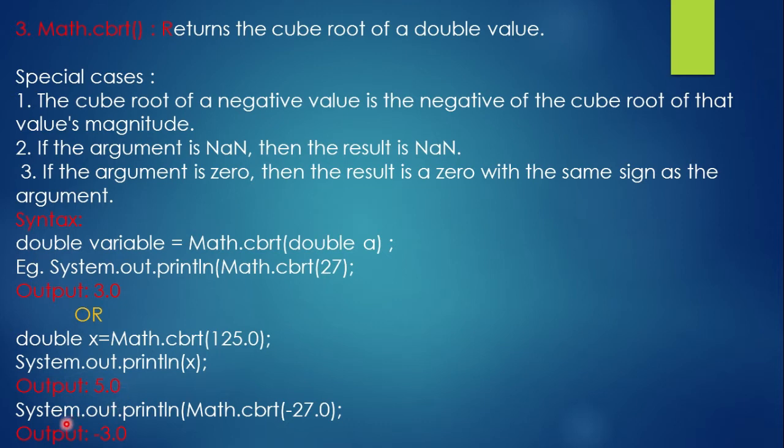Now let us see another: System.out.println(math.cbrt(-27.0)). So negative numbers, in the case of cube root, negative numbers also have a cube root and you will get the answer minus 3.0. Remember, there is a difference between this CBRT and SQRT function. CBRT generates a cube root for negative numbers, but SQRT does not generate a square root for negative numbers. Remember that.